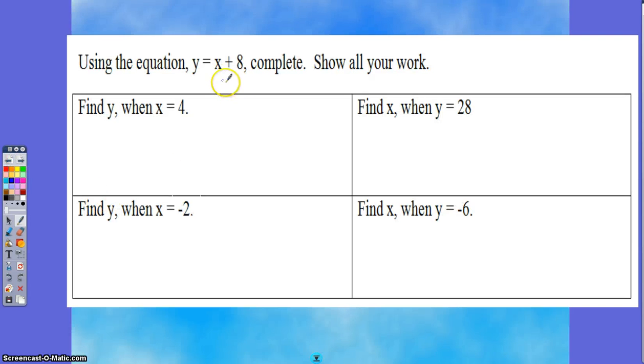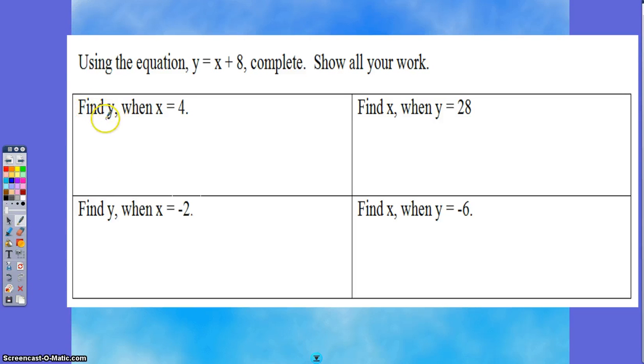Alright, so here's a rule, y equals x plus 8. We need to solve 4 questions using that rule, y equals x plus 8. Now notice, 2 of the questions we are trying to find the value of y, and the other 2 questions we're trying to find the value of x. So be very careful and read those questions very carefully.